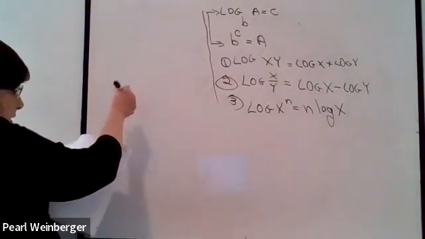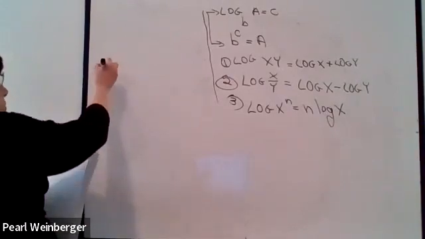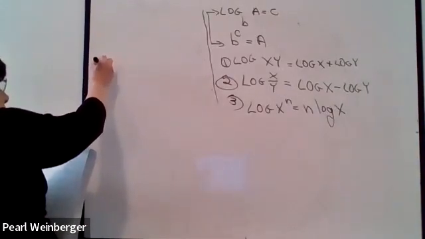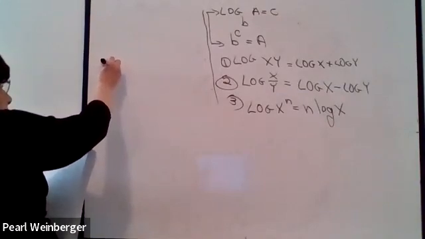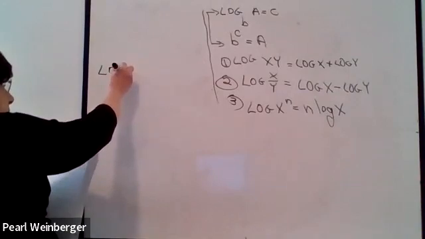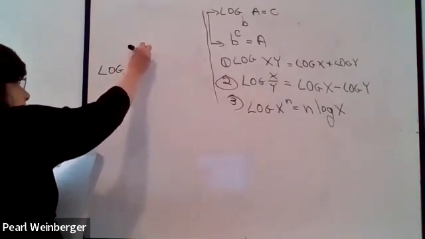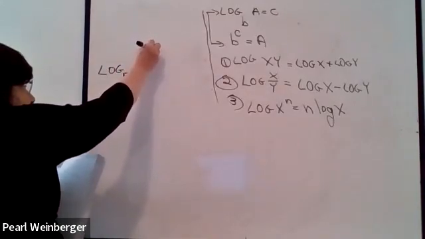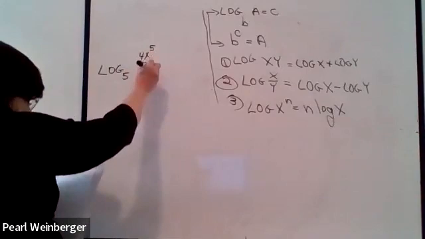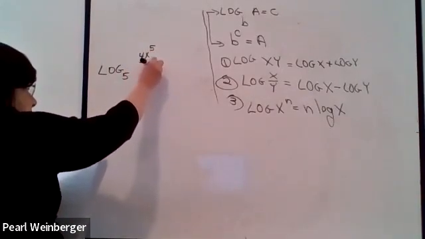Okay, so let's say I have this example. I'm going to do this and then you're going to do one. Suppose I have log base 5 of 4x to the 5th divided by 9a squared.